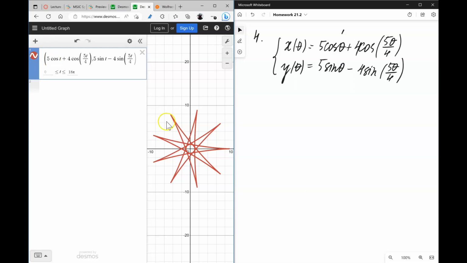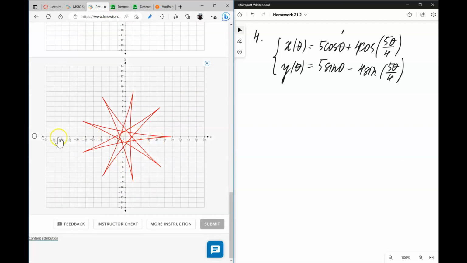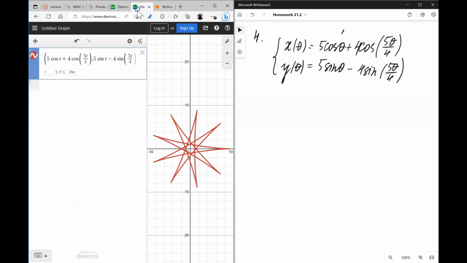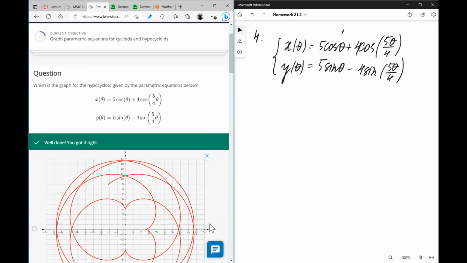That's pretty cool. I totally didn't think of this as a hypocycloid. Wow. Is it this one? 1, 2, 3, 4, 5, 6, 7, 8, 9. Did I count it right? We have 1, 2, 3, 4, 5, 9. Huh. Pretty cool. How am I supposed to know that without Desmos?